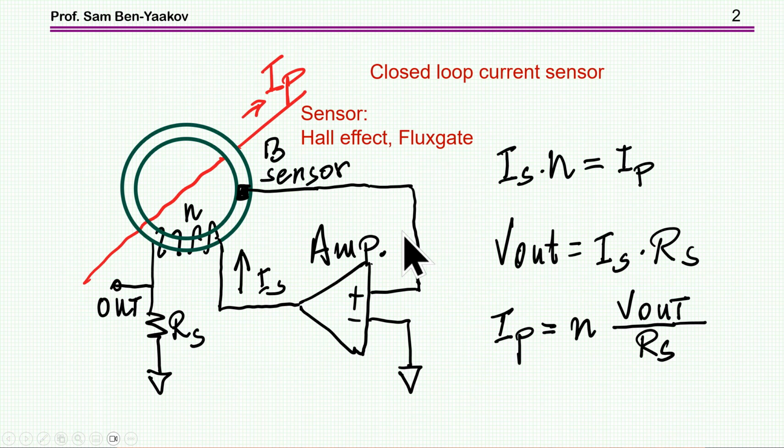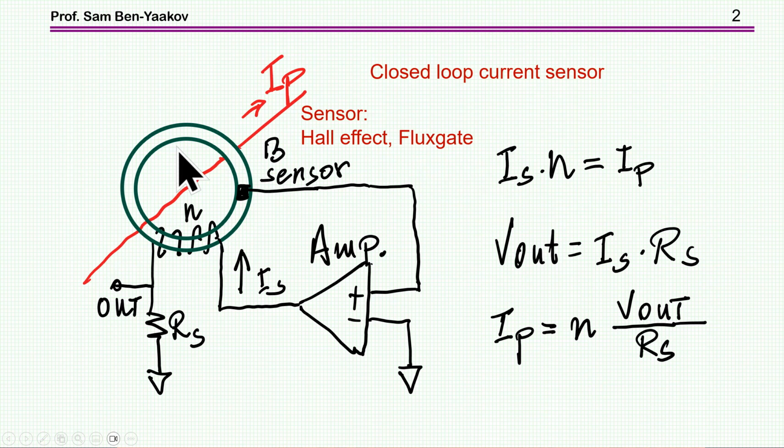Now, closed-loop current sensors are built around a toroid or some other closed core. There is a gap in which there is a sensor sensing the magnetic flux density. This could be a Hall effect or a flux gate sensor. And then we have feedback here, which attempts to zero this difference so that B will go down to zero. This is done by injecting current into a secondary of N turns, such that N times I eventually is equal to IP. IP is the measured current in this line here.